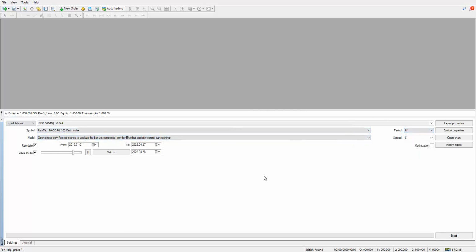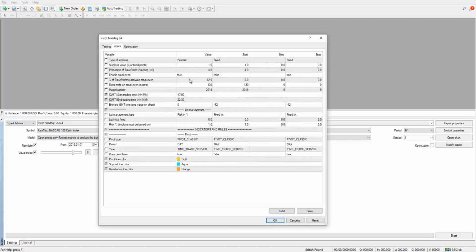I'm gonna show you the results of this bonus. So open prices only to have a faster backtest. So Pivot NASDAQ EA, and don't worry, when you receive the folder, the file with the EA, you're gonna see all the structures on the folder. So NASDAQ, 2015 to 2023, H1 time frame. Here it's 100%. The default settings are the best ones. Alright.